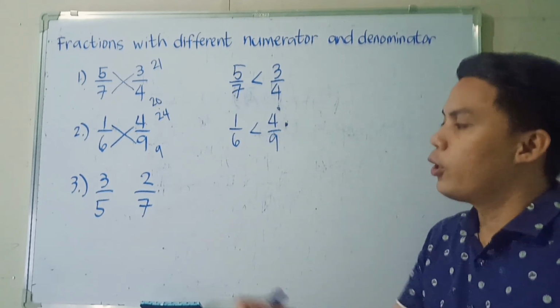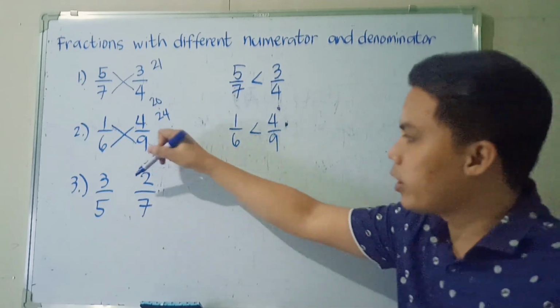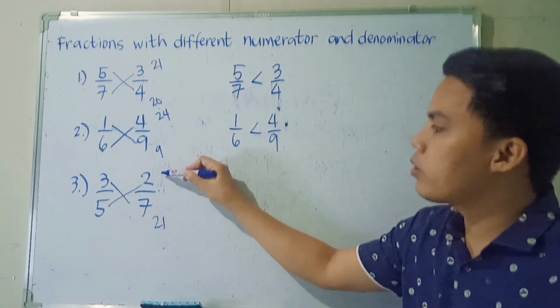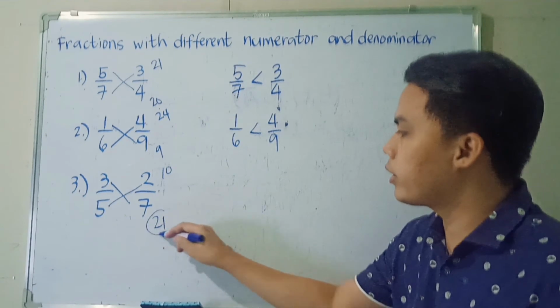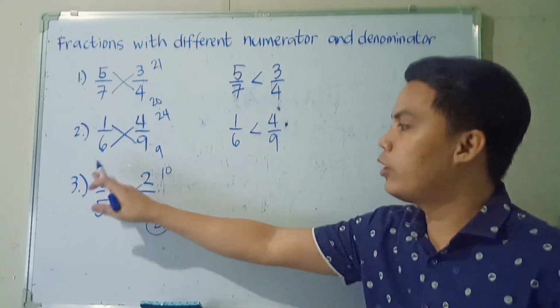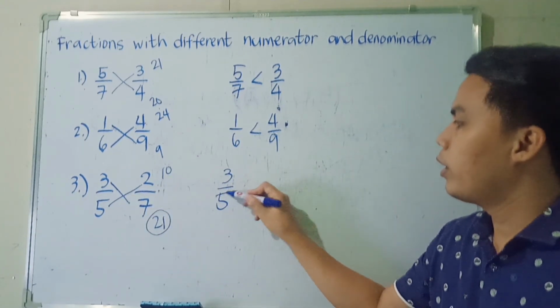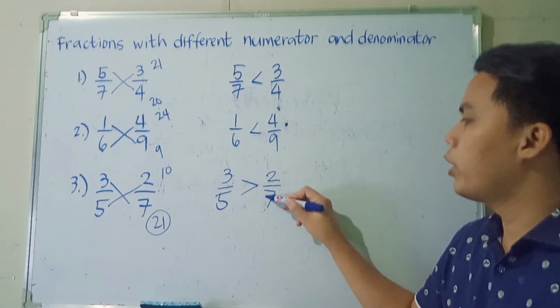Okay, last example. We have 3/5 and 2 over 7. Same process. 3 times 7 is 21. 5 times 2 is equal to 10. So, mas malaki yung product na nasa baba. Ibig sabihin nito, mas malaki yung value ng first fraction. So, 3/5 is greater than 2 over 7.